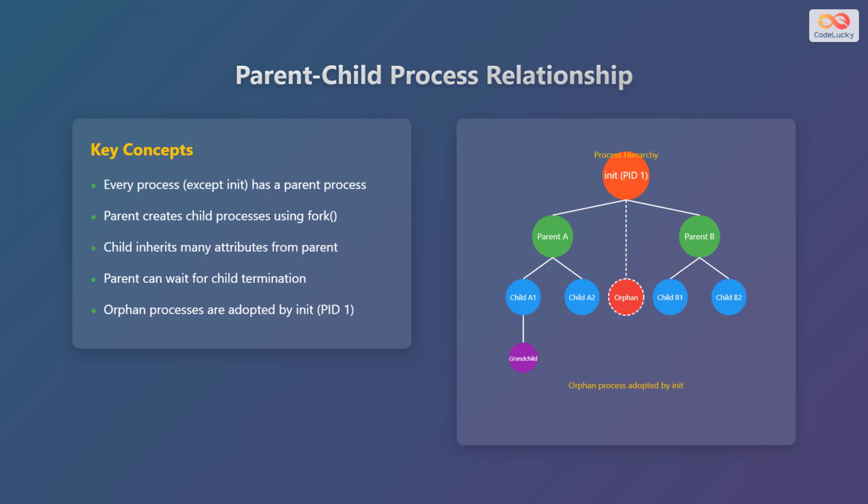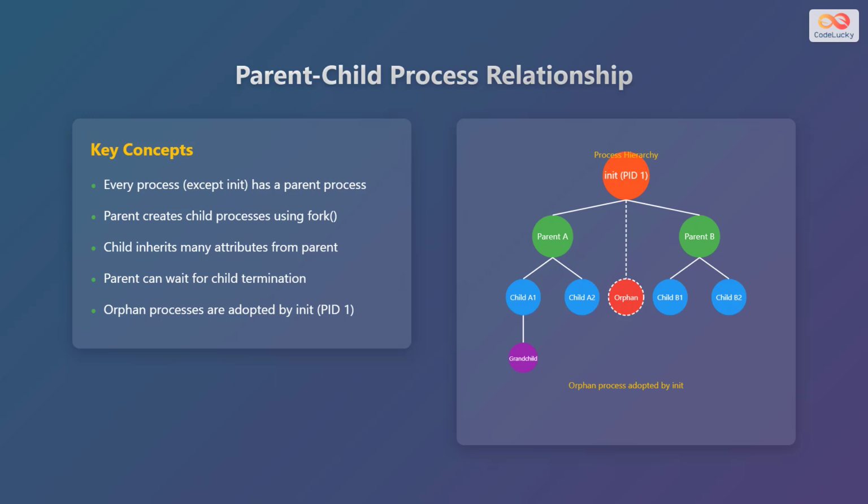Let's understand the parent-child process relationship. Every process, with the exception of the init process, has a parent process. Parent processes create child processes using the fork function. When a child process is created, it inherits many attributes from its parent, such as open files and environment variables. The parent process can choose to wait for the child process to terminate using functions like wait.